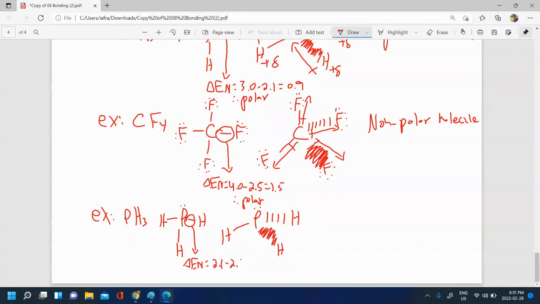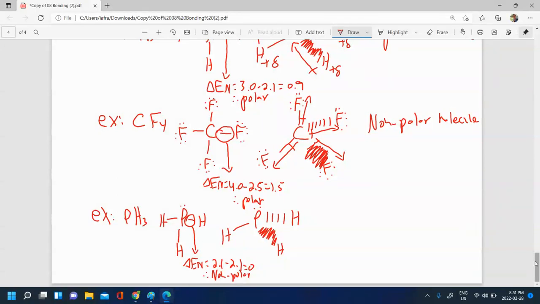2.1 minus 2.1, which is 0. Now, it's probably not exactly 0. The electronegativity values aren't exactly the same. We only have one decimal place. If we had a few more decimal places, we'd see there'd be a slight difference between them. But either way, right now, we can say that these are non-polar bonds. So the bonds are non-polar.